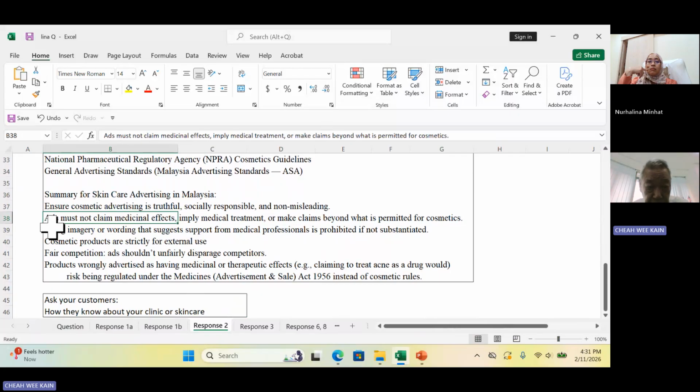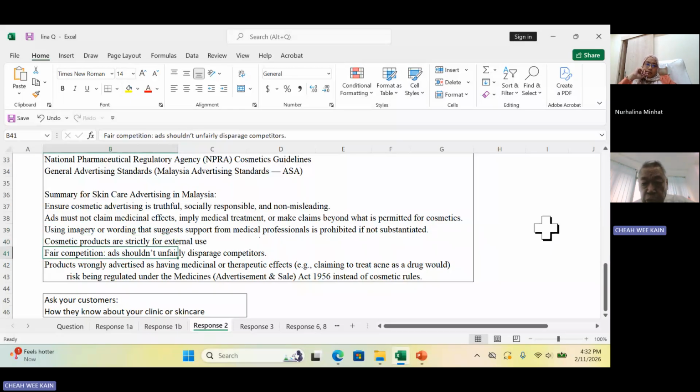And you cannot use imaginary wording, or suggest support from professionals. Sometimes you have a skincare advertisement, and then you have a doctor as an ambassador. You cannot do that, unless the doctor has the permission of the medical council. So you have to put very clearly, strictly for external use, because this is not medicine.